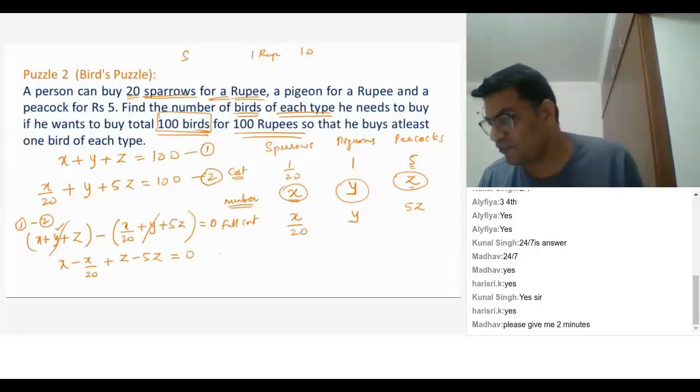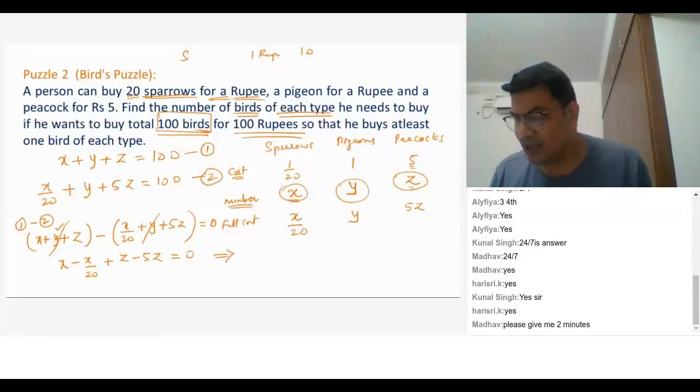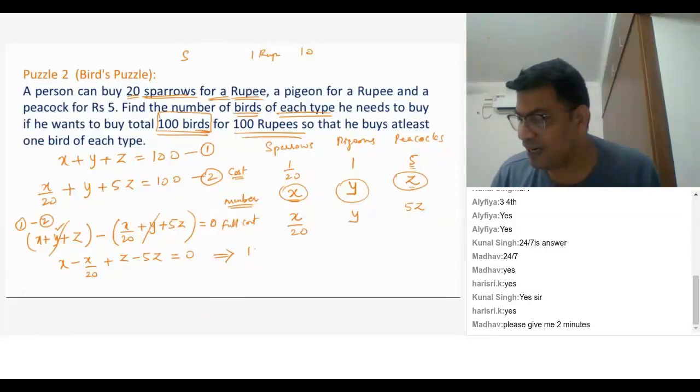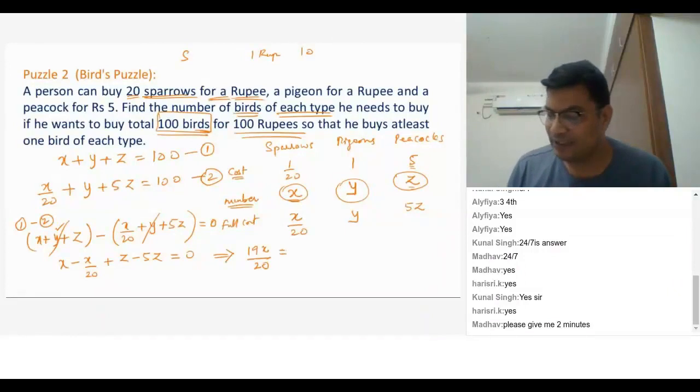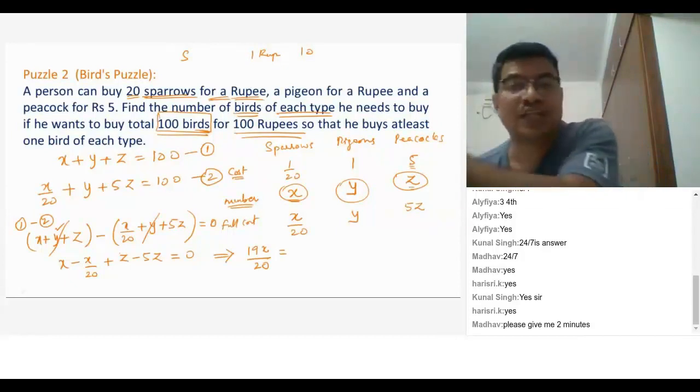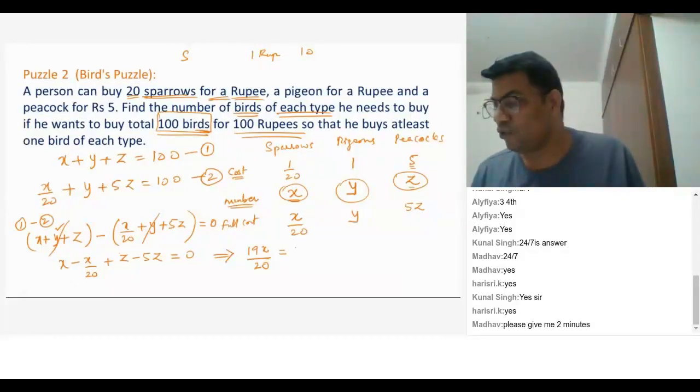If I further simplify this, you can see X minus X by 20. You can simplify 20 into X is 20X minus X, so 19X by 20 is equal to, on the right hand side, Z minus 5Z, which will be minus 4Z. If minus 4Z goes on the right hand side, it will give you 4Z.